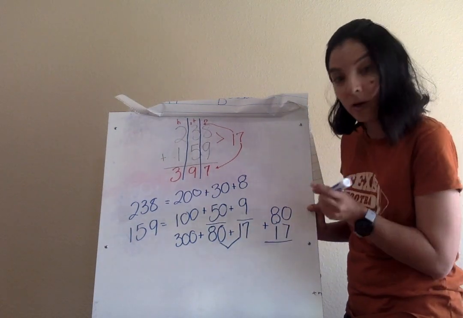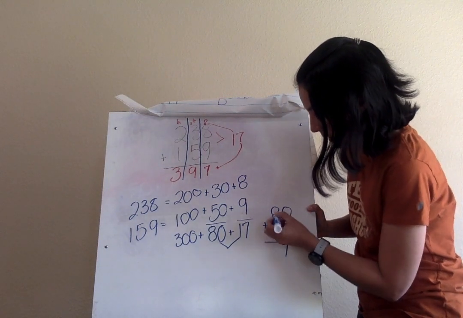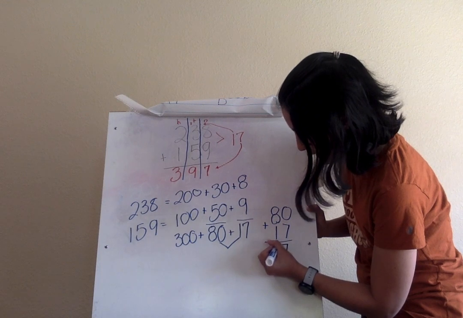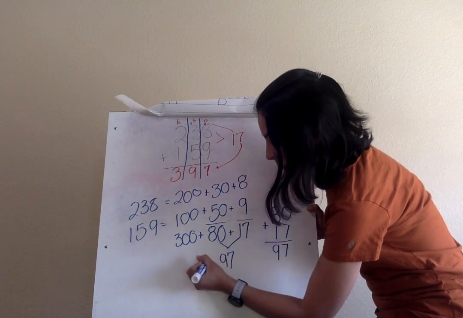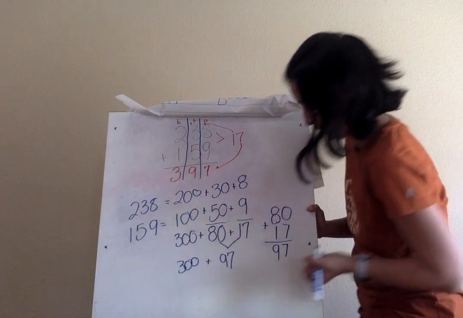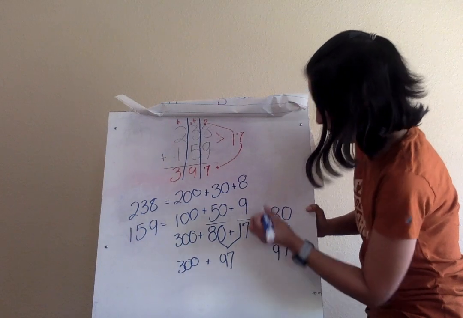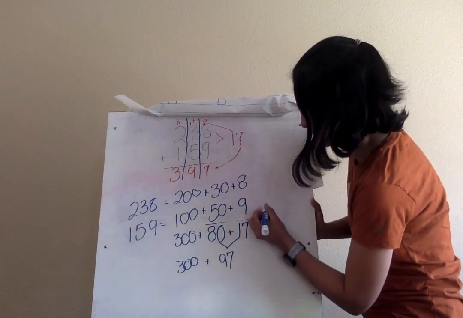And where do I start? Always with my ones. 0 plus 7 is 7, and 8 plus 1 is 9. So this is 97. Can't forget, I need to add my hundreds too. So I'm going to add that now. 300 plus 97.